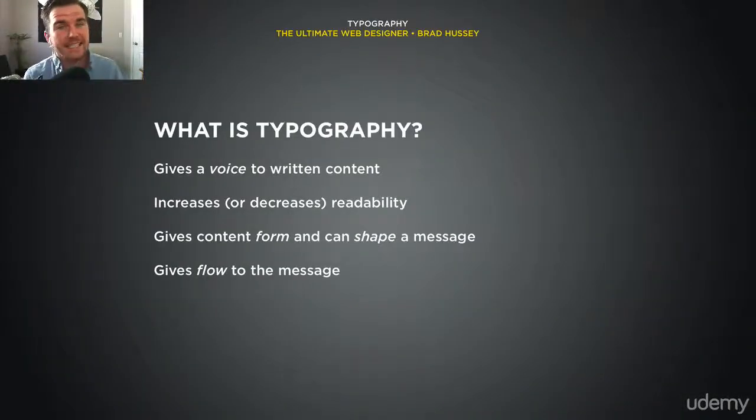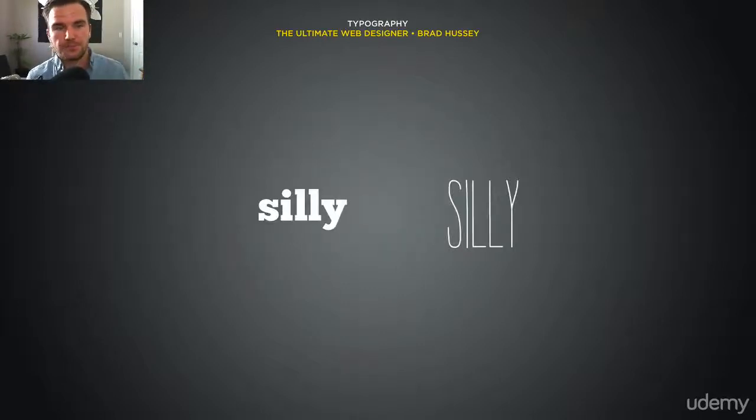All right, here we are with typography. What is typography? Well, it gives a voice to written content. It increases or decreases readability. It gives content form and can shape a message. And it gives flow to the message.